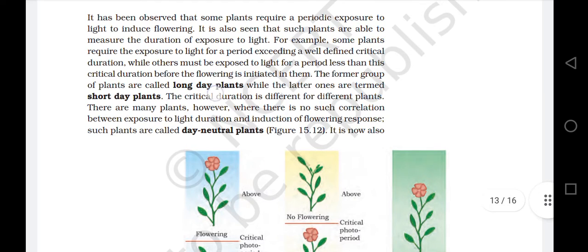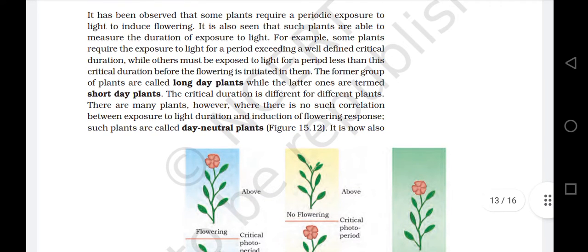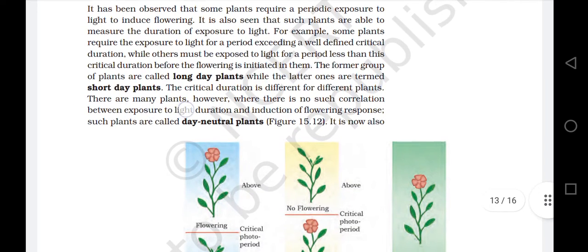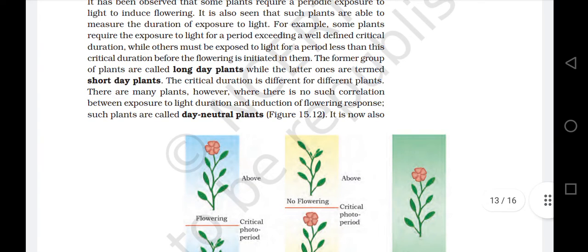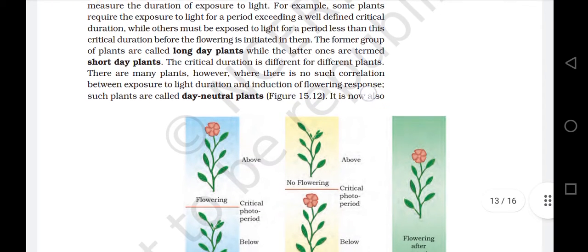The critical duration is different for different plants. There are many plants, however, where there is no such correlation between exposure to light duration and induction of flowering response. Such plants are called day neutral plants. Figure 15.12.